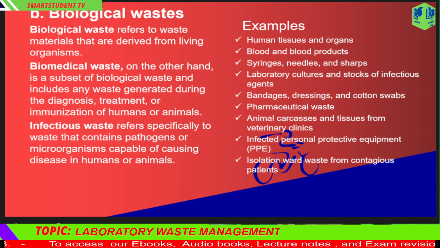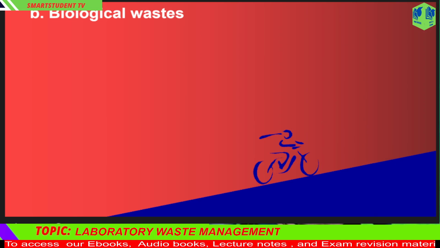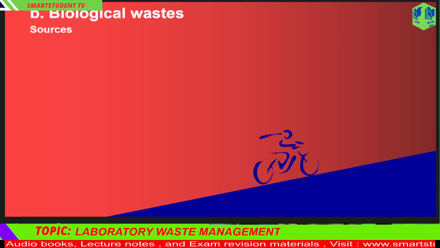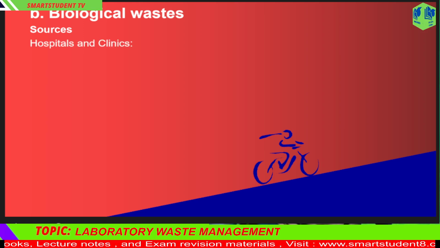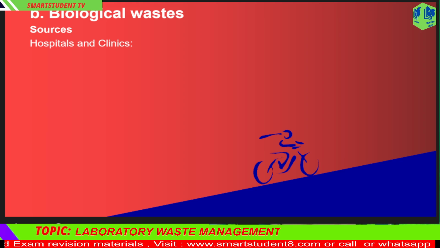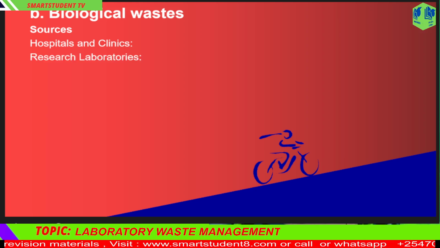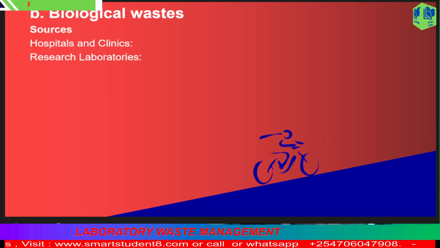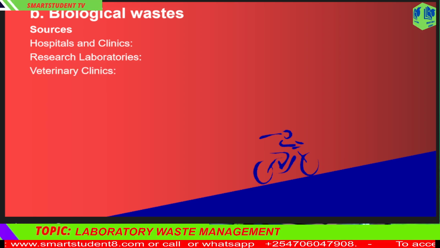3. Sources of biological, biomedical, and infectious waste. The primary sources include: 1. Hospitals and clinics. Diagnostic and treatment procedures generate waste such as syringes, blood, and infected materials. 2. Research laboratories. Experimental processes produce cultures, samples, and contaminated equipment. 3. Veterinary clinics. Animal treatment and surgeries result in carcasses, organs, and blood waste.